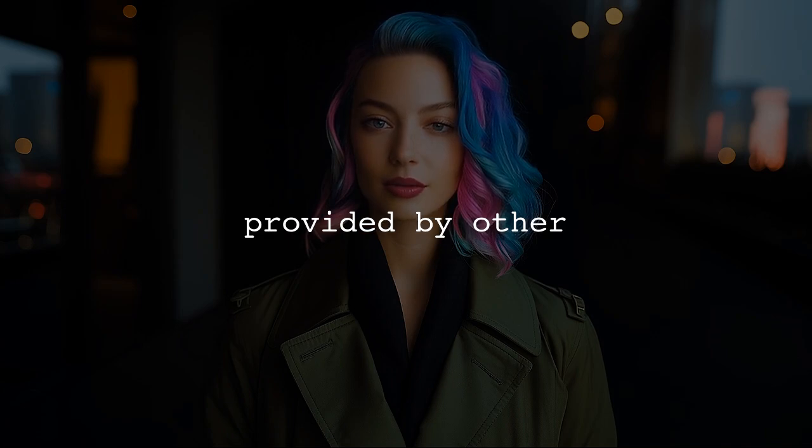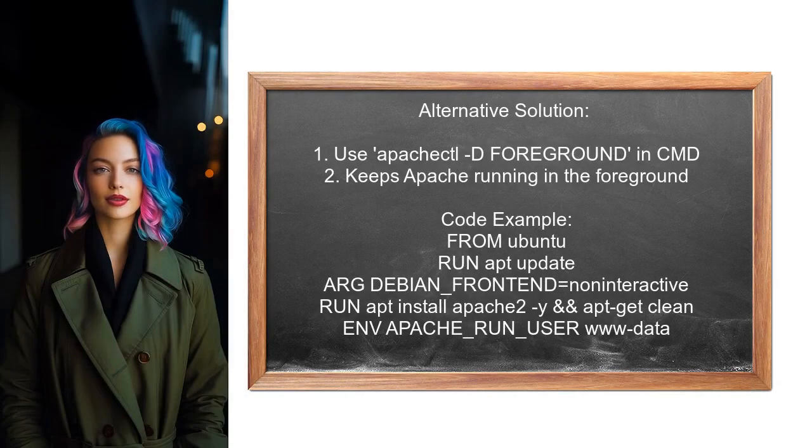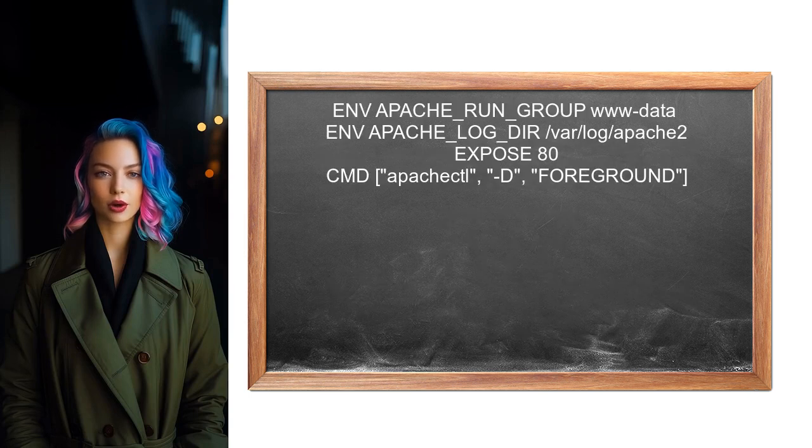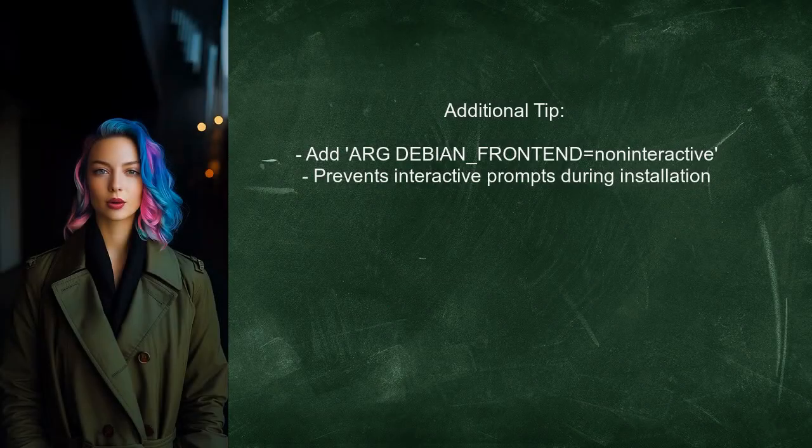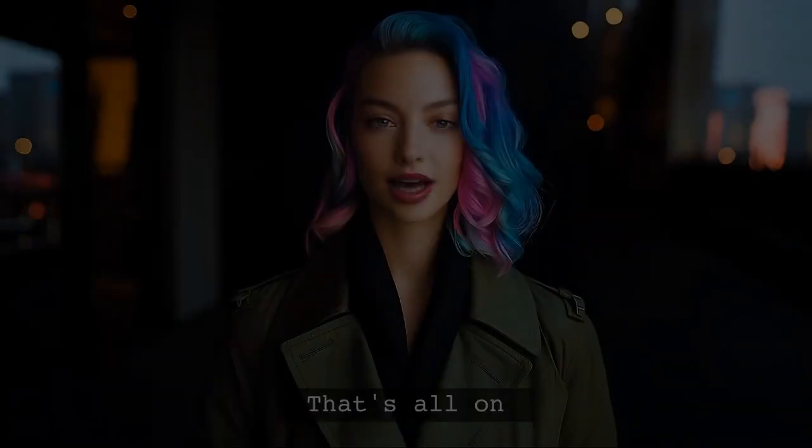Now let's look at the answers provided by other users. An alternative solution provided by another user suggests a different approach to starting Apache in a Docker container. They recommend using the command apachectl -D FOREGROUND in the command instruction. This keeps Apache running in the foreground, which is essential for Docker containers. Additionally, they include the line ARG DEBIAN_FRONTEND=noninteractive to prevent any interactive prompts during the installation process. That's all on that answer.